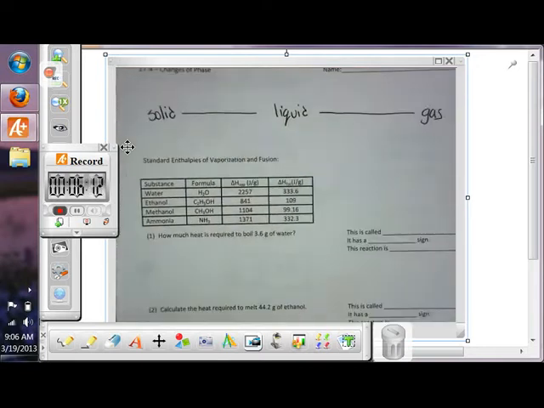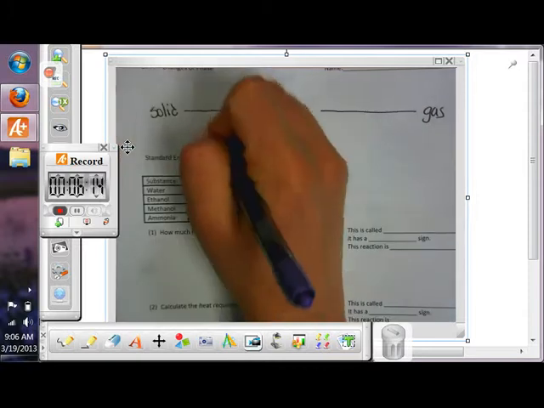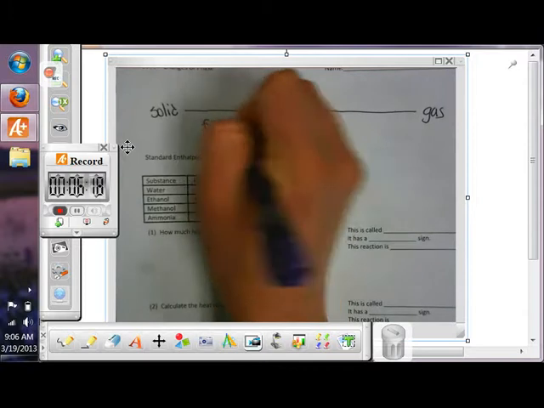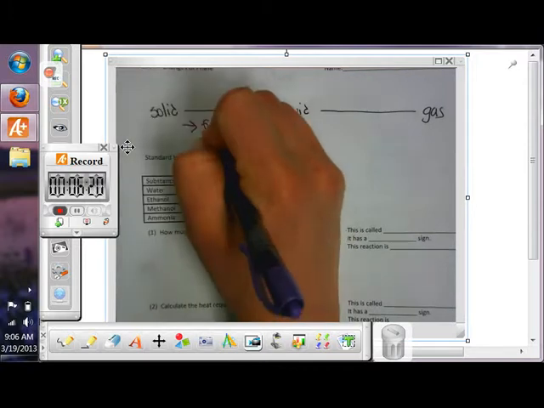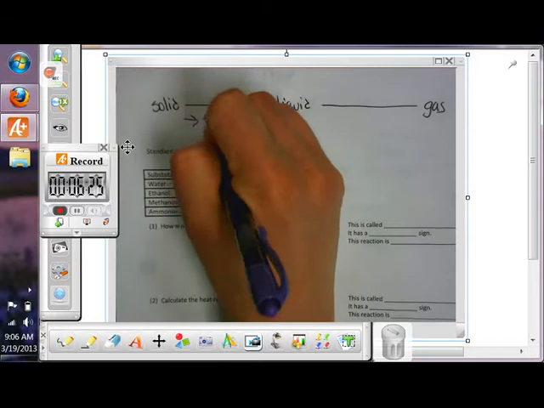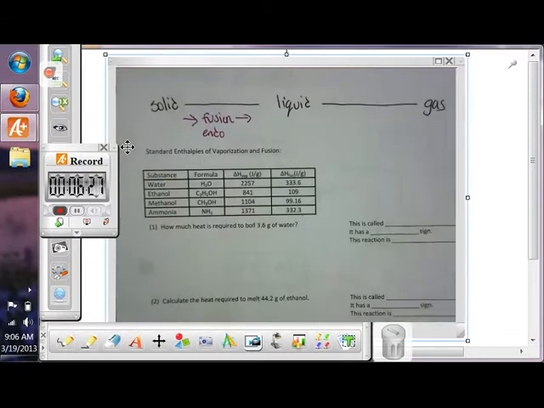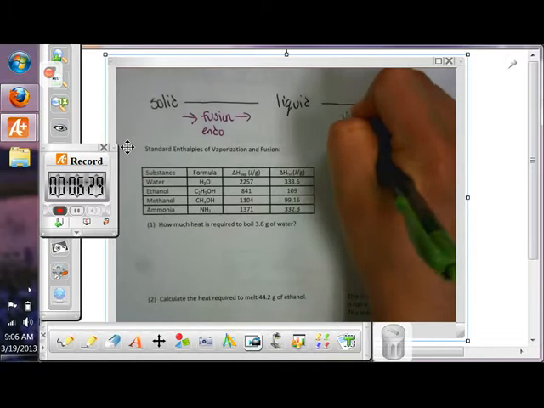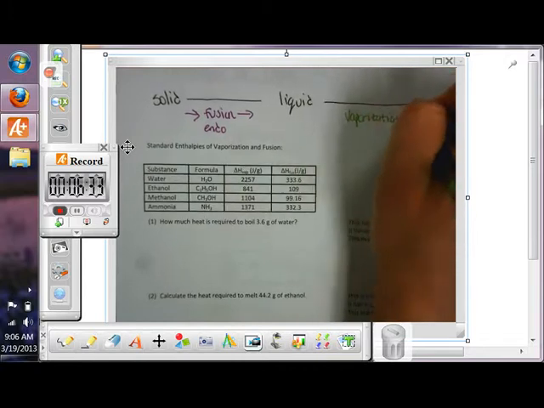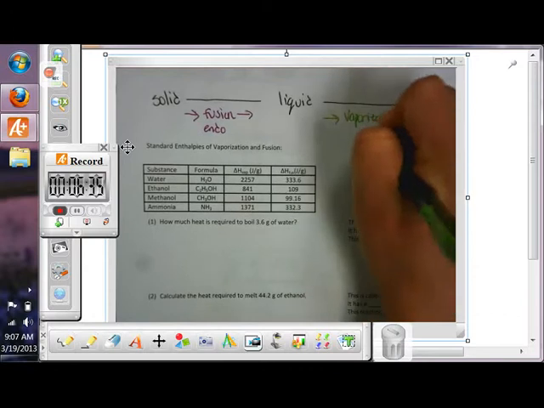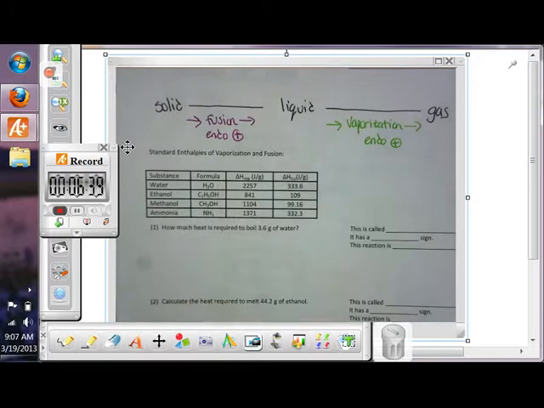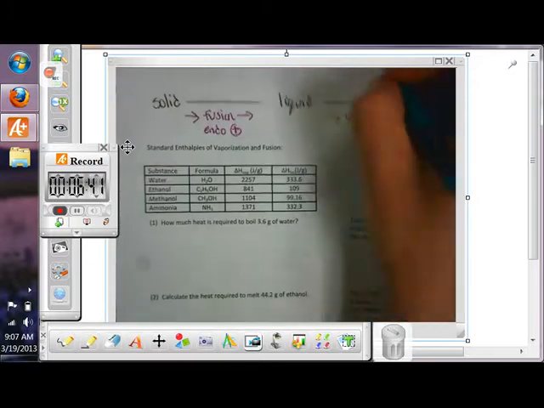And to go from a solid to a liquid, that is called fusion. I'm going to add my arrows. And that is endothermic. To go from a liquid to a gas, that is called vaporization. Add my arrows, and that is also endothermic. So endothermic is positive, remember that. To go from a gas to a liquid the opposite way, that is called condensation.